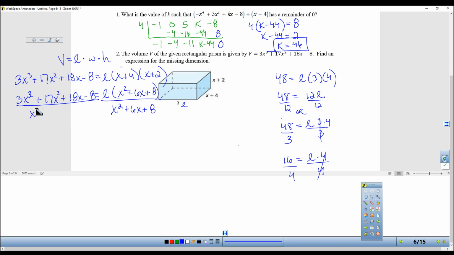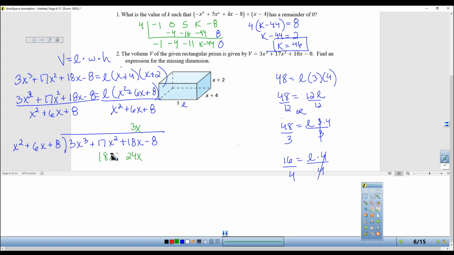So fortunately, you know how to do long division now. You just learned it today. So let's go ahead and do that. X squared plus 6x plus 8 divided into 3x cubed plus 17x squared plus 18x minus 8. 3x cubed divided by x squared is 3x. So I get to start way over here. This is nice, right? So I'm only going to have at most two pieces to my answers. It's not as long a problem as it looks. 3x times 8 is 24x, and then 18x squared, and 3x cubed.